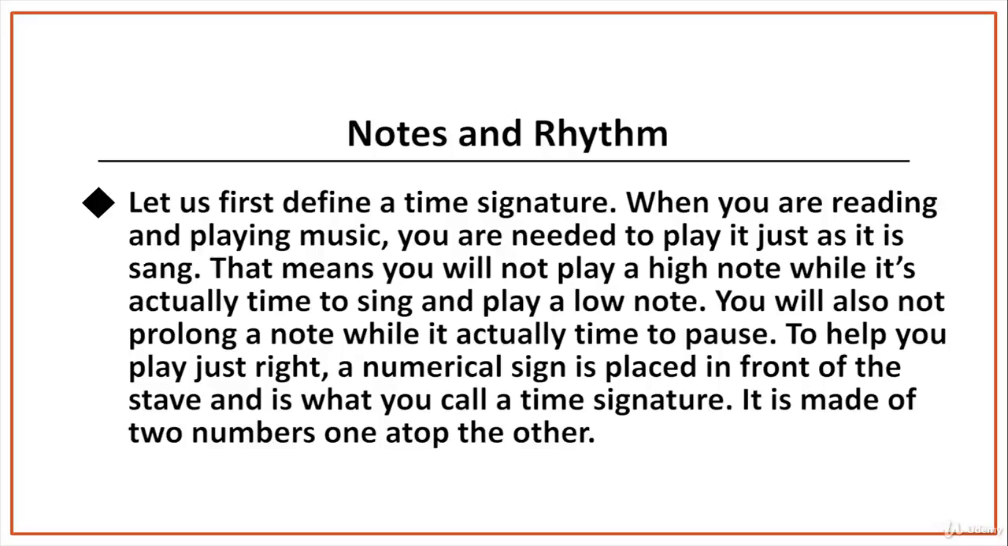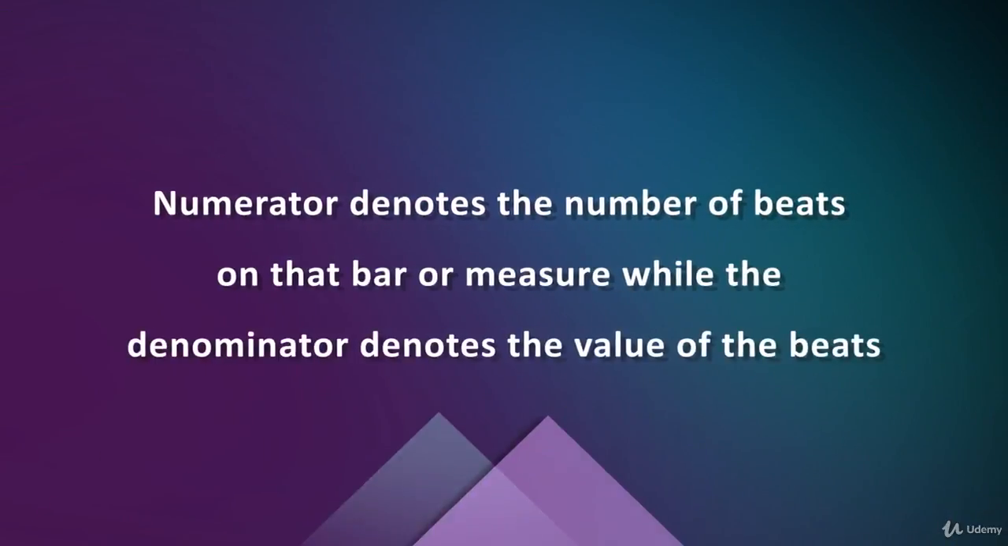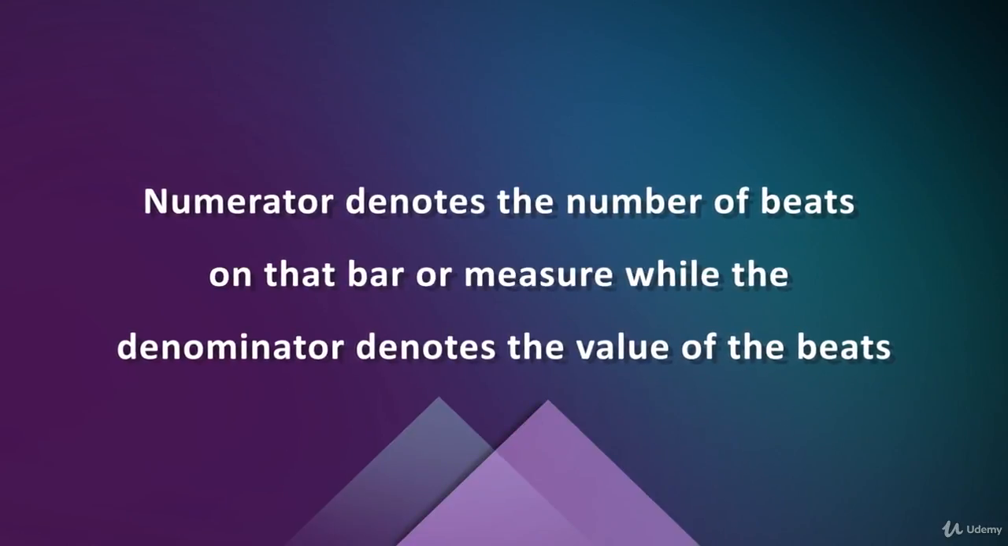It is made of two numbers, one atop the other. The numerator denotes the number of beats in that bar or measure, while the denominator denotes the value of the beats. For instance, if you see 4 by 4, it means there are 4 beats in that bar and each beat has a value of 4.